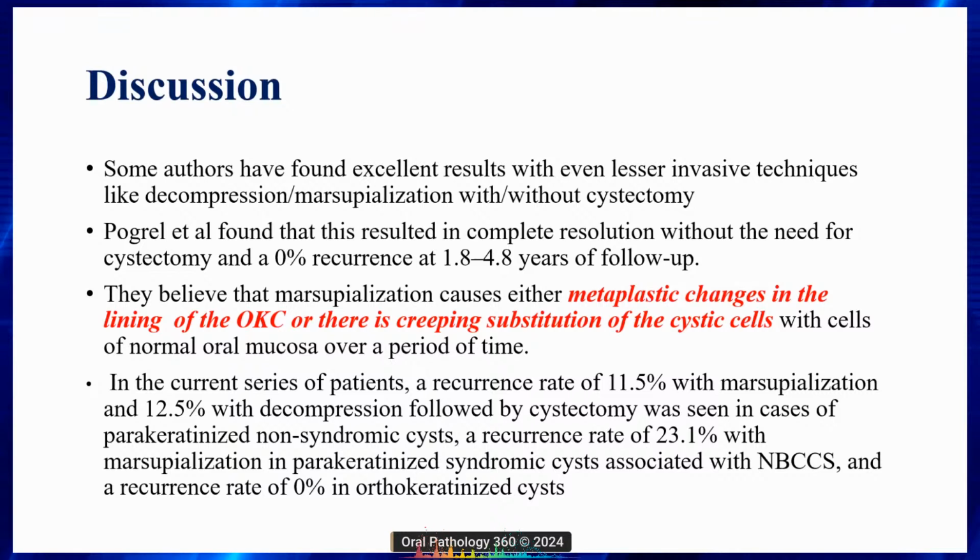They believe that marsupialization causes either metaplastic changes in the lining of the OKC or there is gradual substitution of the cystic cells with cells of normal oral mucosa over a period of time.